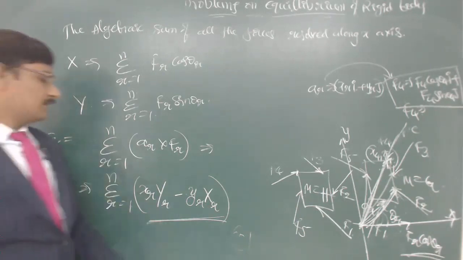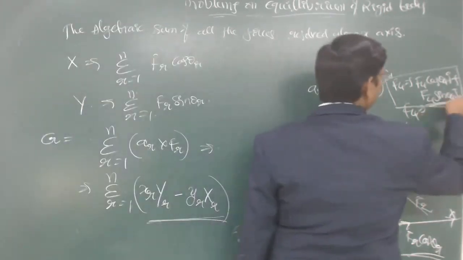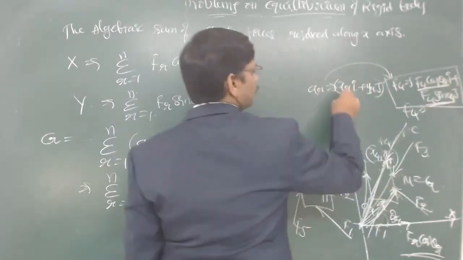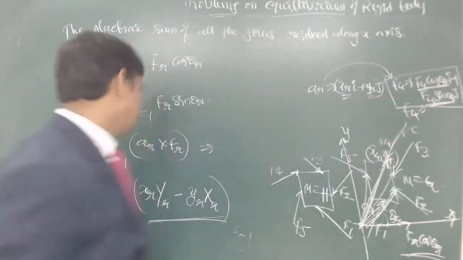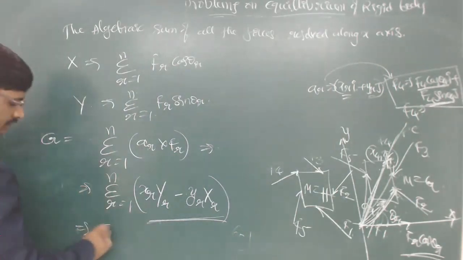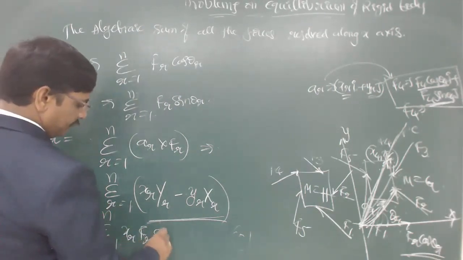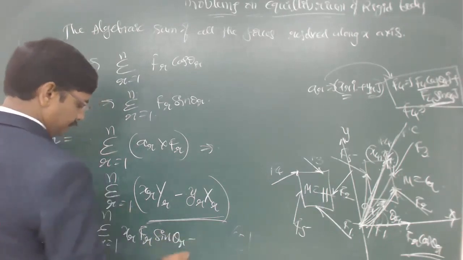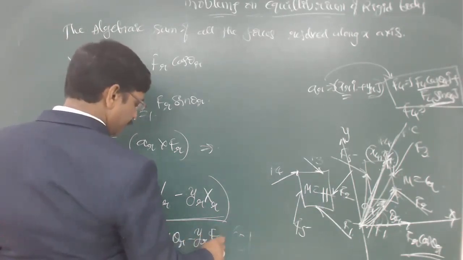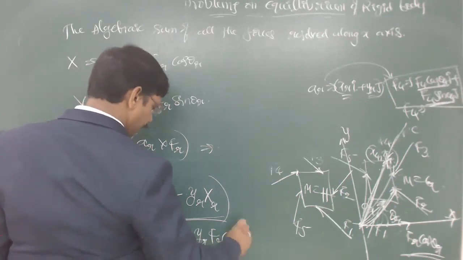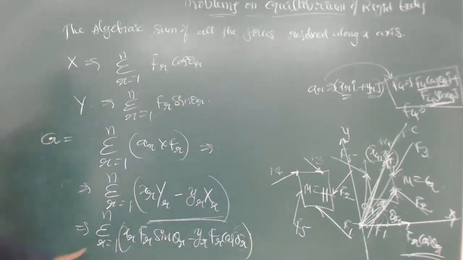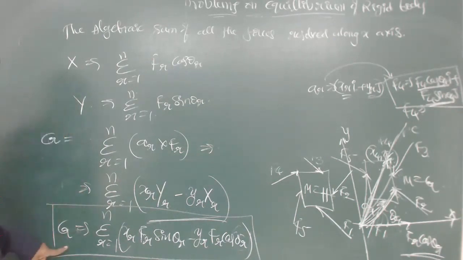Okay. So now you can replace capital YR with this one, and capital XR with this one, and small xr and small yr will be there as they are. So if you replace it, this is sigma r equal to 1 to n, xr into Fr sin theta r minus yr into Fr cos theta r. So this sigma will be the resulting moment G. So we have got the values of X, Y and G.